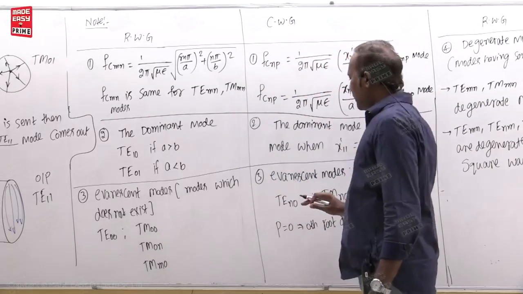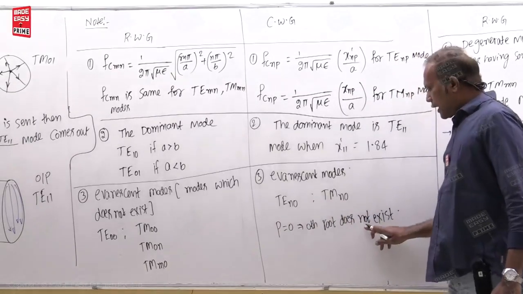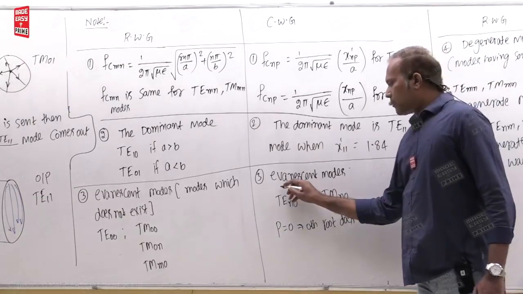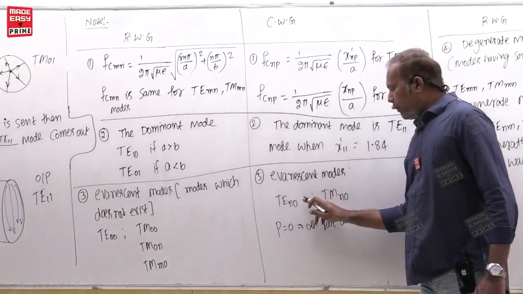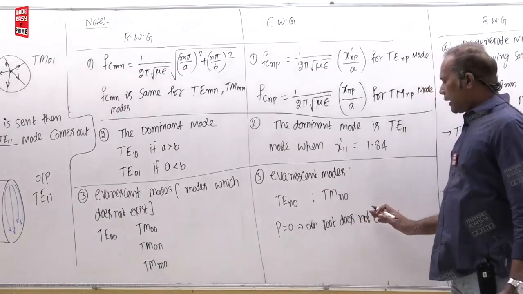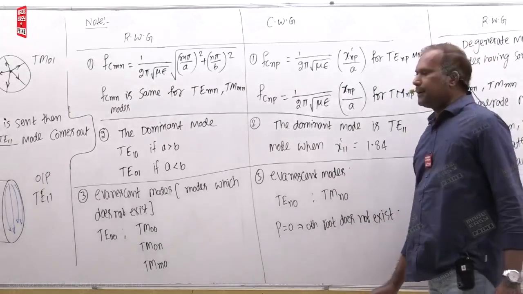Here already we have seen, P0 means the 0th root does not exist. That is why actually here TE_np mode, TM_np mode, in both of them if p is 0, then that root does not exist. So that is why they are evanescent modes.